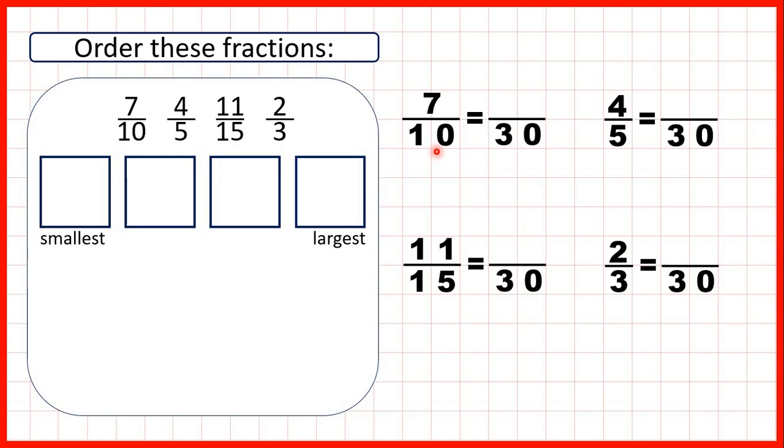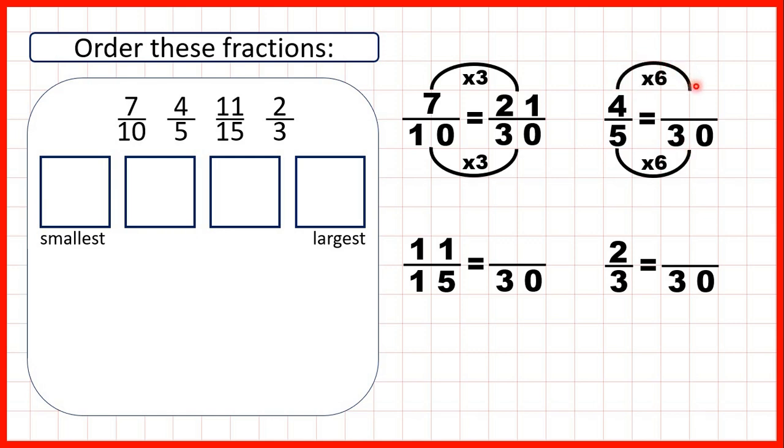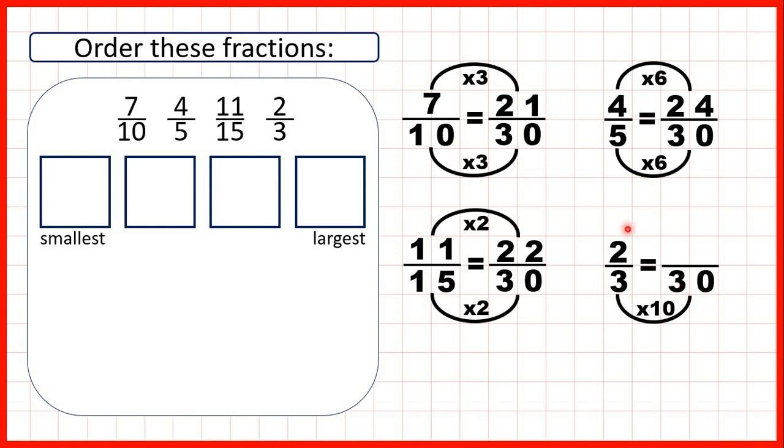We use multiplication to find equivalent fractions, and 10 times 3 is 30. What we do to the denominator, we do to the numerator as well, and 7 times 3 is 21. Now 5 times 6 is 30, and 4 times 6 is 24. 15 times 2 is 30, 11 times 2 is 22, and 3 times 10 is 30, 2 times 10 is 20. So now that we have our equivalent fractions, it's easier to compare them.